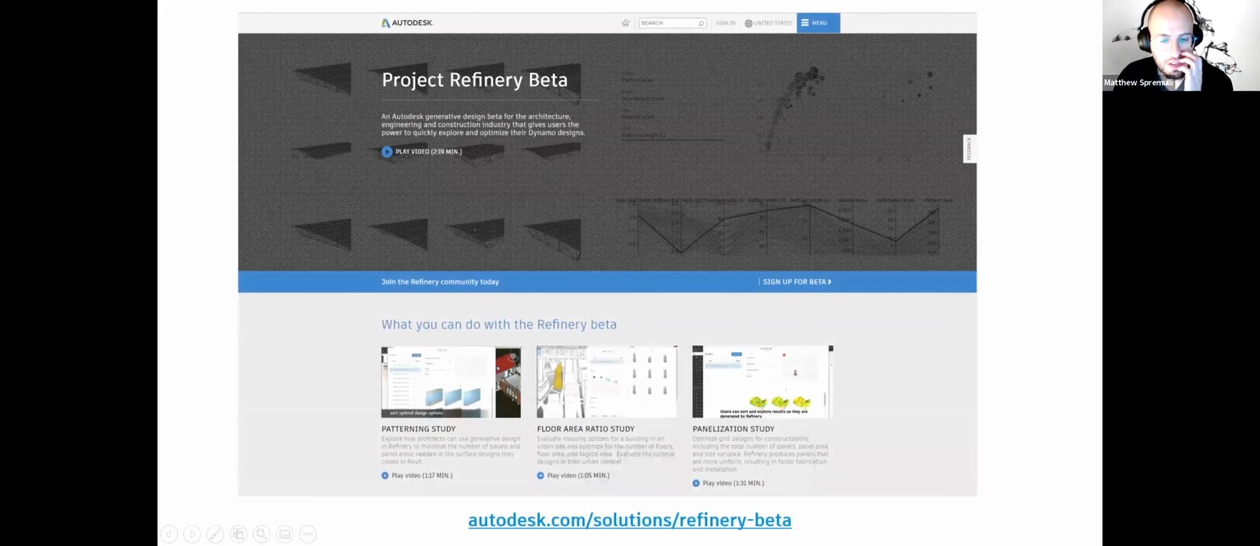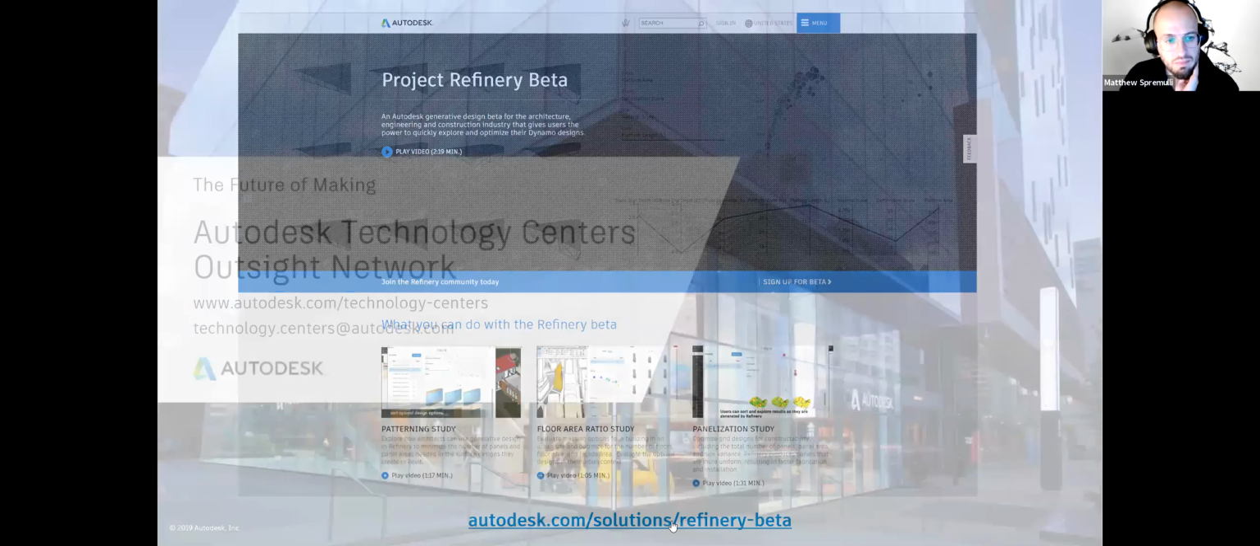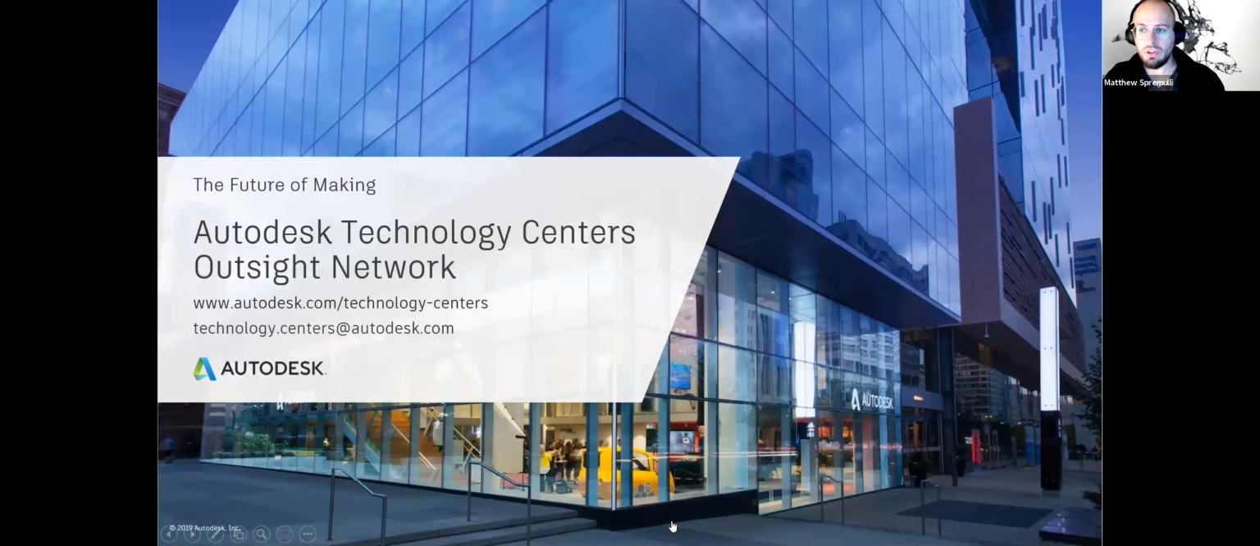And I was just going to say that if you haven't already seen this example of Project Refinery for Dynamo, you can come to this website to try it out. And then I was going to talk a little bit about the technology centers to see if anyone would be interested in how this could support their work.